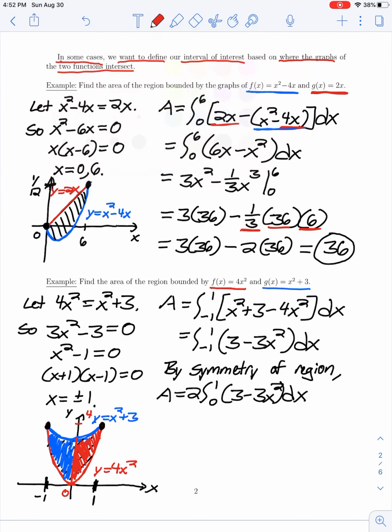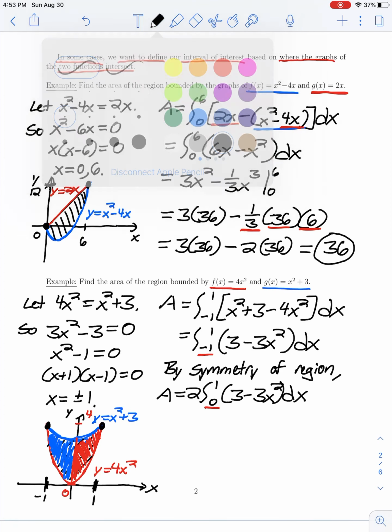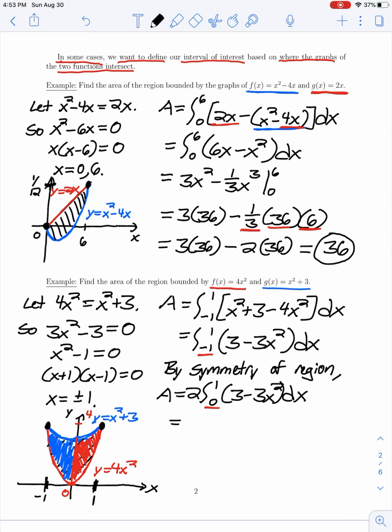So how does this help us? Well, now one of my limits of integration is 0 instead of -1, and generally it's easier to evaluate a function at 0. Plugging in 0 is easier than plugging in -1. So let's see what we have. We have a constant of 2 out in front, and then the antiderivative of this function would be 3x minus x cubed, which we then evaluate from 0 to 1.